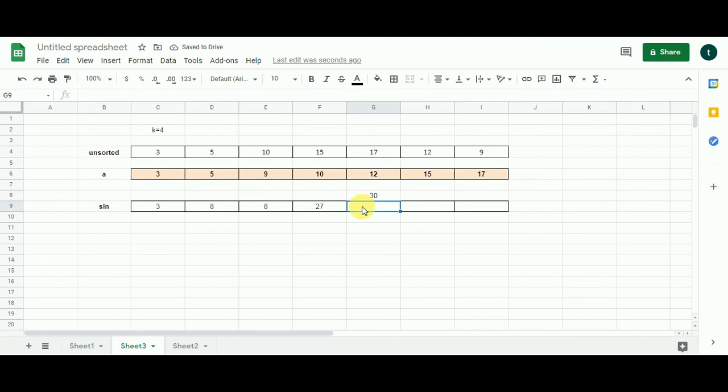What is the second candidate for this cell? It is 27. So which is greater between 27 and 30? 30 obviously. So I am going to populate 30 over here. Okay, let me eliminate this.